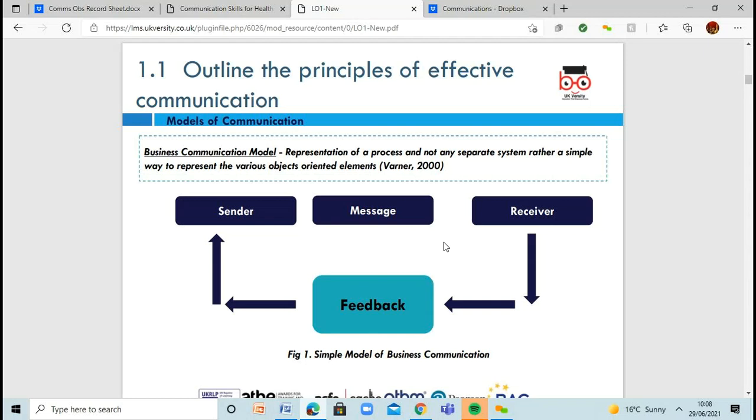So we're going to look at the models of communication on here. When we talk about principles of effective communication, we talk about things like making sure that you're clear, you're concise, that you've got clarity, and that what you're talking about is being passed on in a clear and simple way, so that you're giving a message that is easy to understand and that somebody can formulate an answer back to you in an easy way.